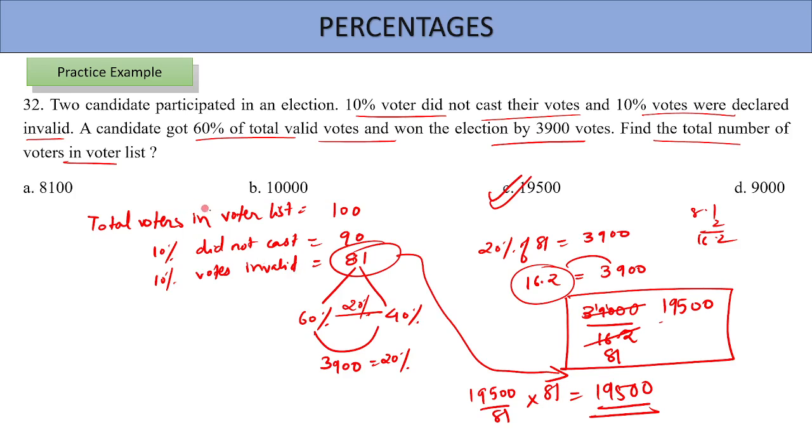The initial 100 was total voters in the city.